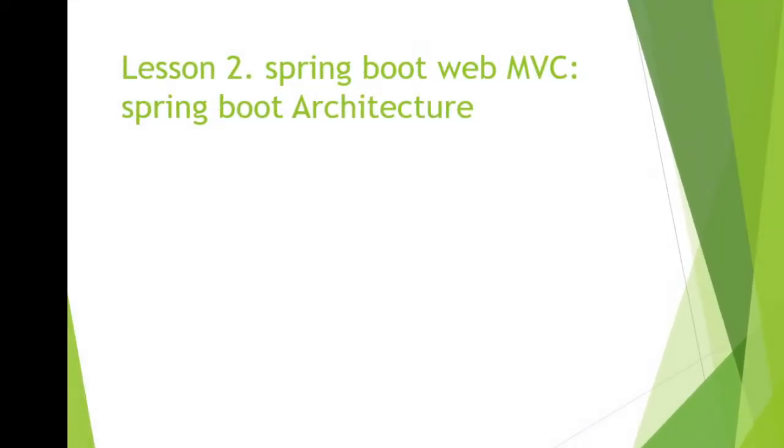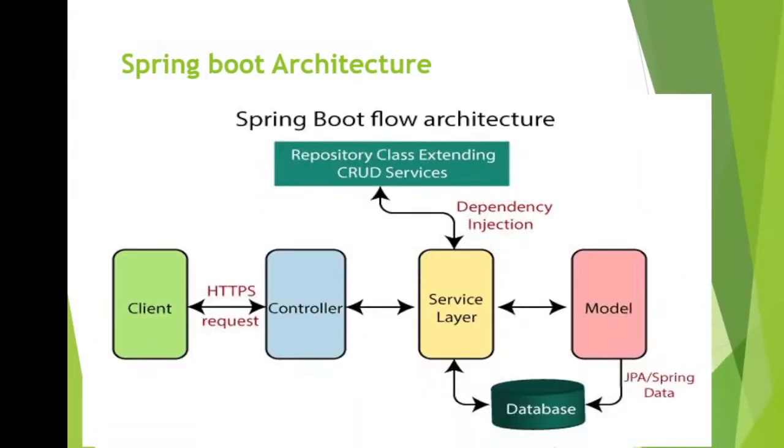Then we looked at lesson 2, the Spring Boot Web MVC architecture, and we saw the overall architecture diagram of a Spring Boot application. We have 4 main layers. The first layer from the client is the controller layer, where we define our REST APIs. Then we have the service layer, where we define the logic for our application. We have the model layer, where we define the entities for our application, and those entities are going to be stored in the database in the form of tables.